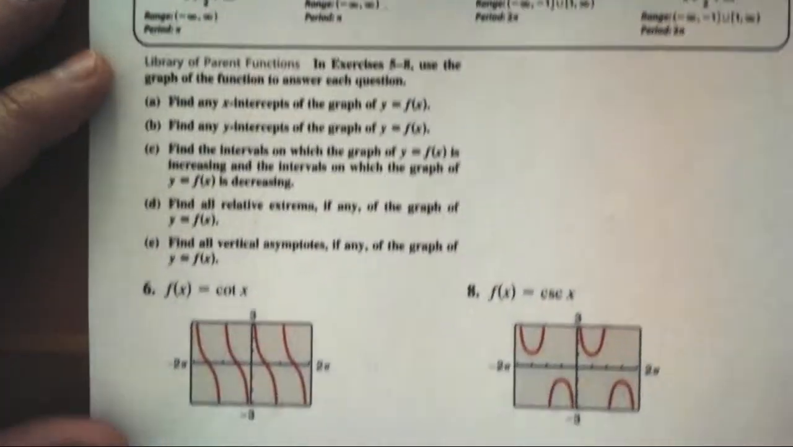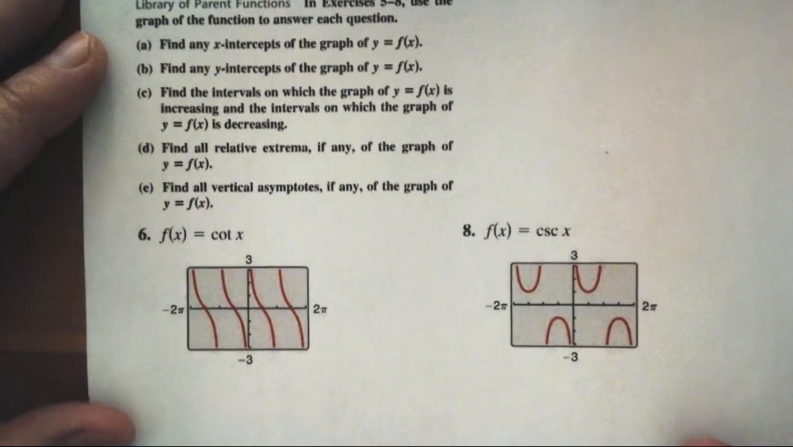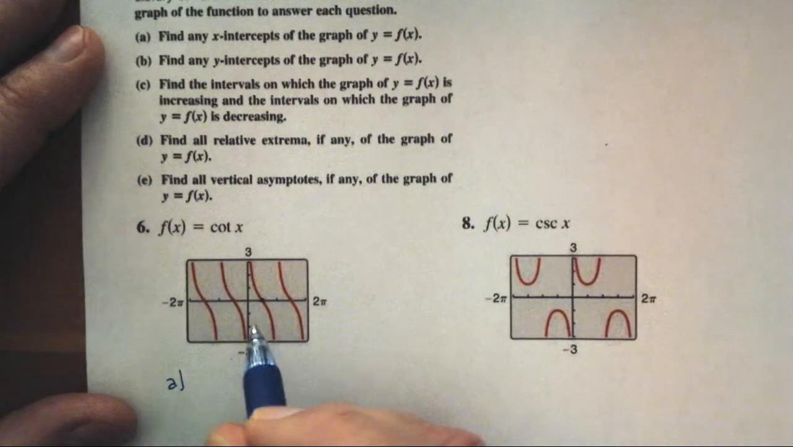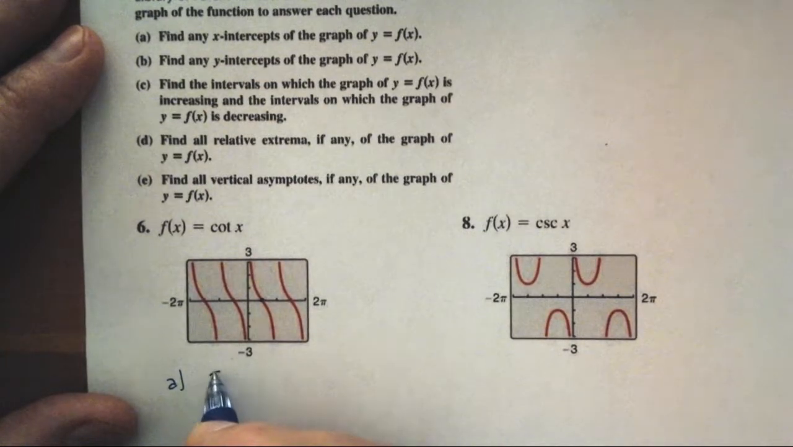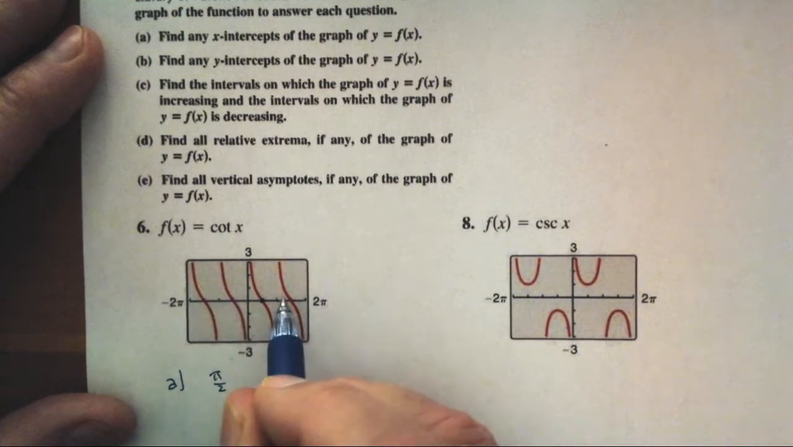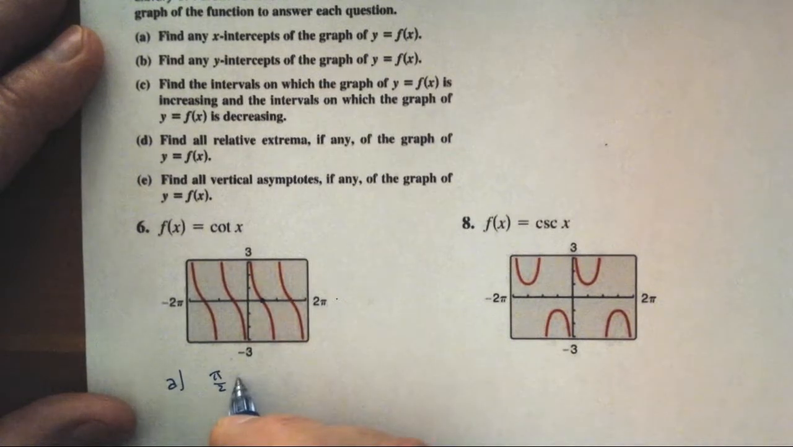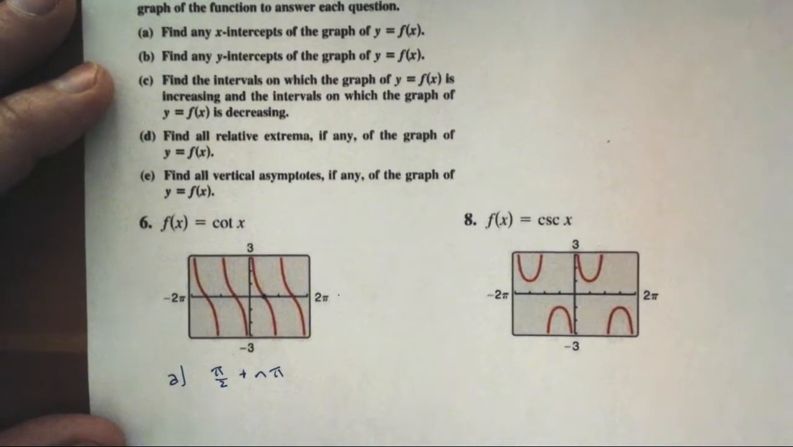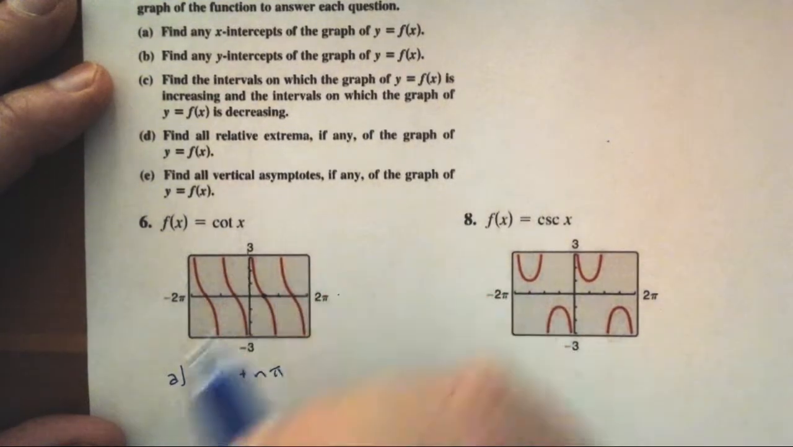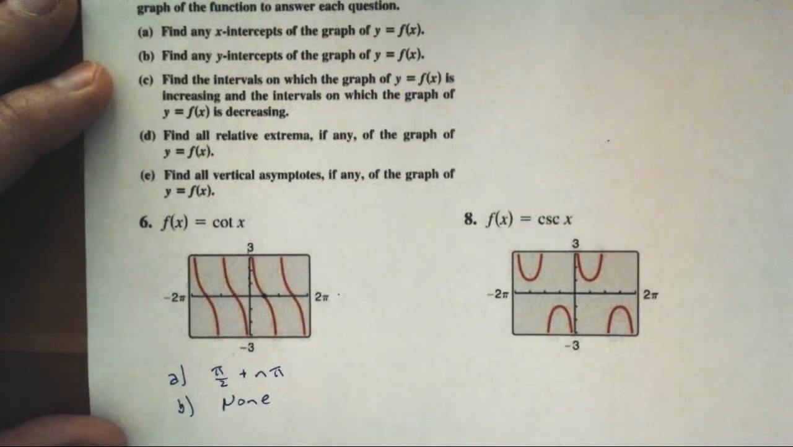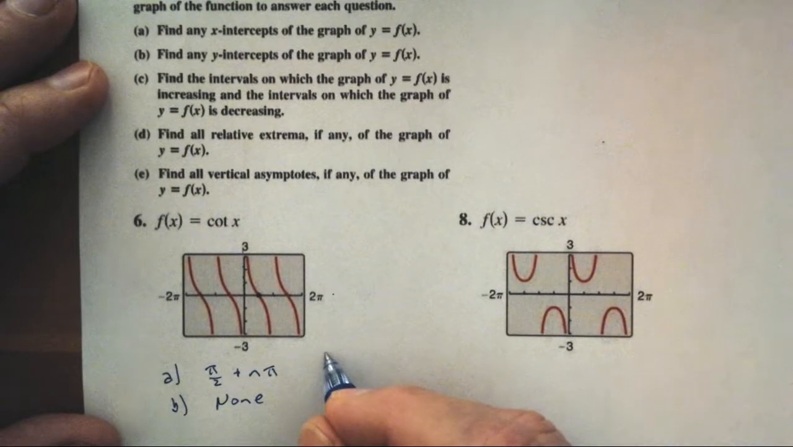Find the x-intercepts of the function. So A, the x-intercepts. Well, here's one right here, and it appears at pi on 2. But then there's another one pi later, and another one pi before, and I'll bet there's another one pi after that. So plus multiples of pi. B, find the y-intercepts. Well, the y-intercept is at an asymptote. So there are none.